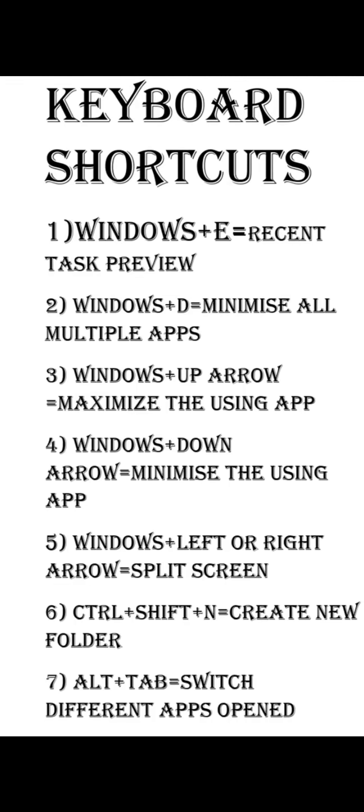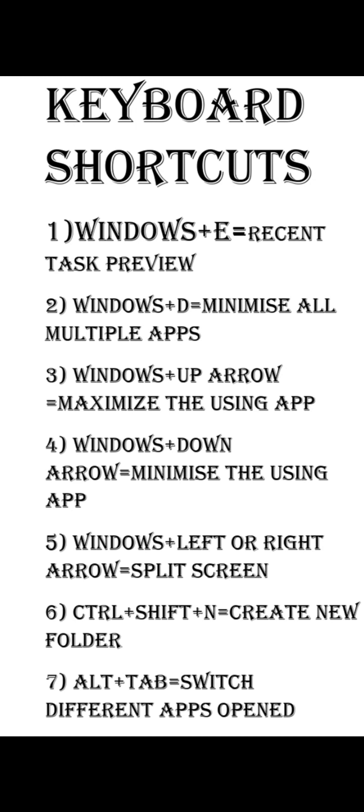Today in this video I'm going to tell about a few keyboard shortcuts. So let's begin. The very first one is Windows plus E. So this is used for recent task preview. Suppose you have done any task, you have done any work and you are unable to find it. You press this key, your work will come out, recent task preview.